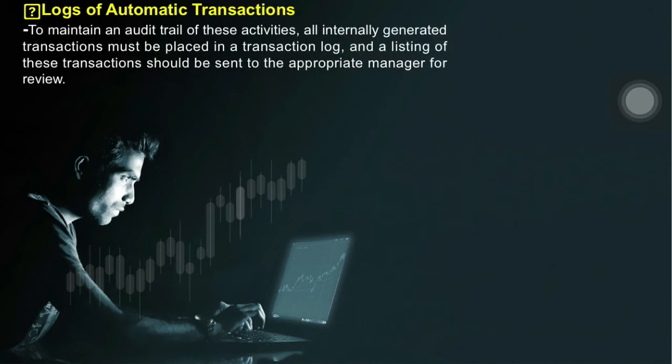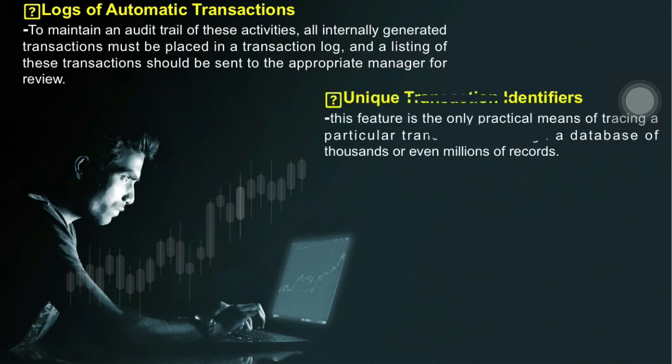We have the logs of automatic transactions. To maintain an audit trail of these activities, all internally generated transactions must be placed in a transaction log, and a listing of these transactions should be sent to the appropriate manager for review. Unique transaction identifiers. This feature is the only practical means of tracing a particular transaction through a database of thousands or even millions of records.